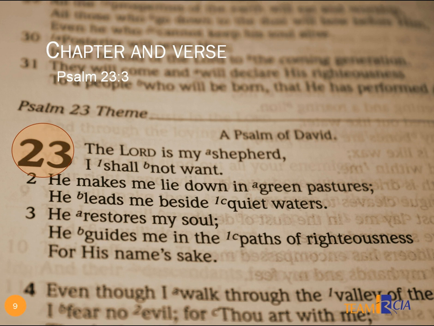And the chapter numbers are always listed in kind of big print where the chapter starts in the particular book. And then everything after the colon is verse numbers. The verse numbers are the little tiny numbers in superscript that come at the beginning of sentences, or sometimes they'll come in the middle of a sentence.